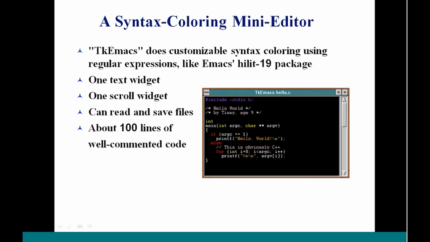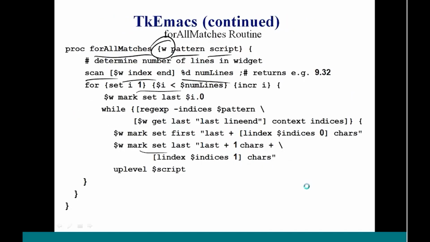And then the syntax coloring mini editor, the TK Emacs does customizable syntax coloring using regular expressions like the Emacs highlight 19 package. It's one text widget, one scroll widget, reading and writing save files, and about 100 lines of well documented code. So what is the rationale behind this TK Emacs?